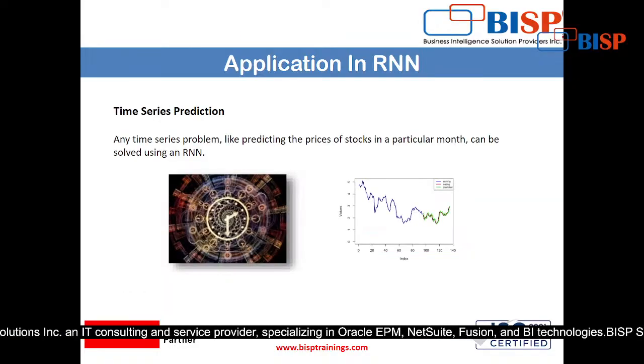Similarly, time series prediction. Time series prediction means suppose we have the data of the last 10 years related to transactions, any corporate data, let's assume. In that case, any time series problem, like predicting the price of stocks in a particular month, can be resolved using an RNN.